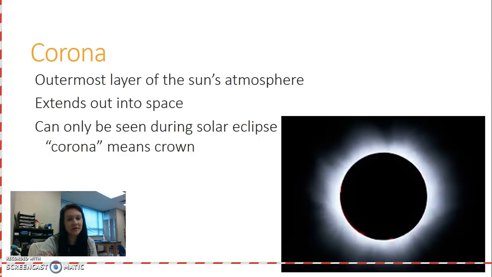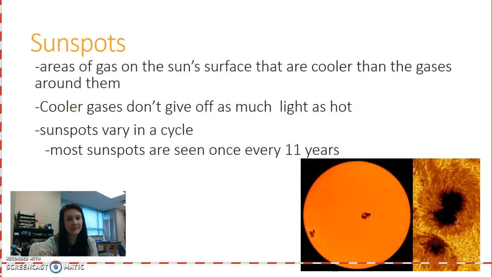Okay, so those are the layers of the sun that I hope you've added into your notes. We're going to talk about a couple of important parts of the sun next. The first one are the sunspots. So sunspots we've talked a little bit about before. Sunspots are areas of gas on the sun's surface that are cooler in temperature than the gases that are around them. So they're cooler. They're darker color too, as you can see from the picture. And the reason they're darker color is because cooler gases will give off less amount of light. So the hotter ones will have more color.